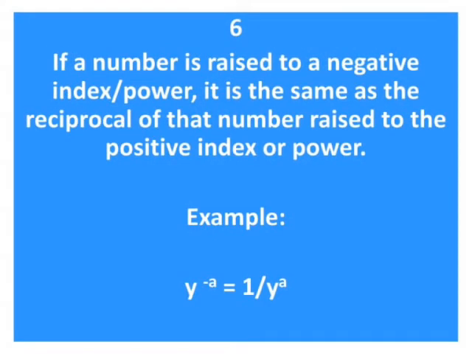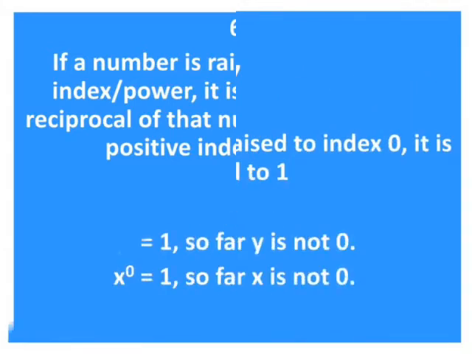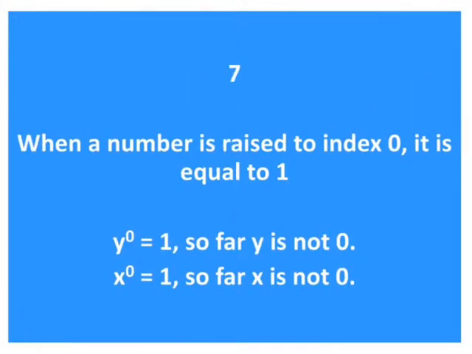Point 6, if a number is raised to a negative index or power, it is the same as the reciprocal of that number raised to the positive index or power. For example, y^(-a) equals 1 over y^a. Point 7, when a number is raised to index 0, it is equal to 1. y^0 equals 1 so far as y is not 0. s^0 equals 1 so far as s is not 0.